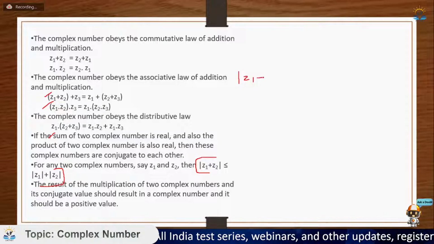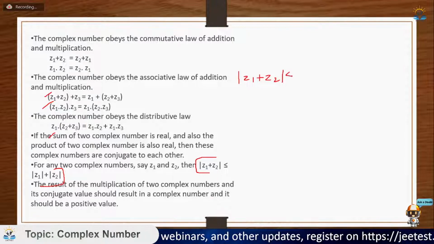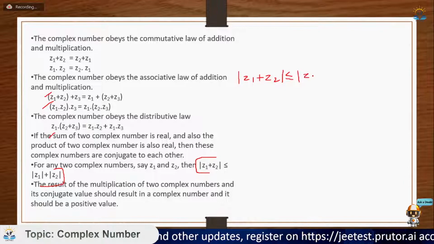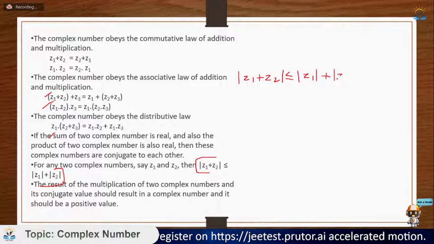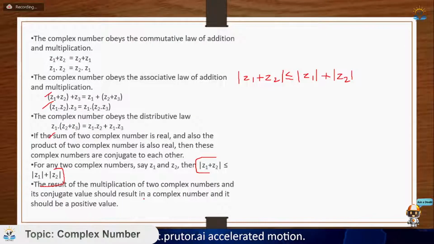That mod of z1 plus z2 is always less than or equal to mod of z1 plus mod of z2. Very important triangle inequality, used many times, keep it in mind: mod of z1 plus z2 is less than or equal to mod of z1 plus mod of z2. Okay. Then the result of multiplication of a complex number and its conjugate should be a real and positive value.